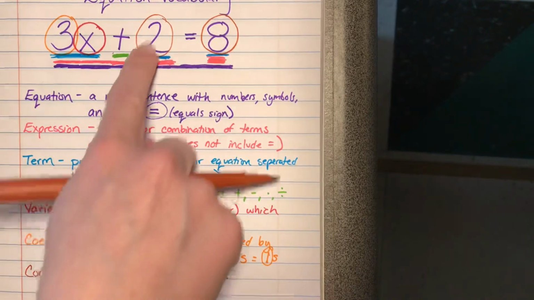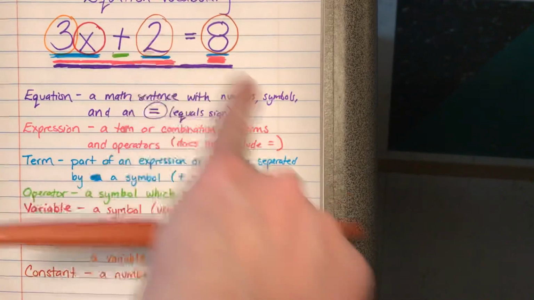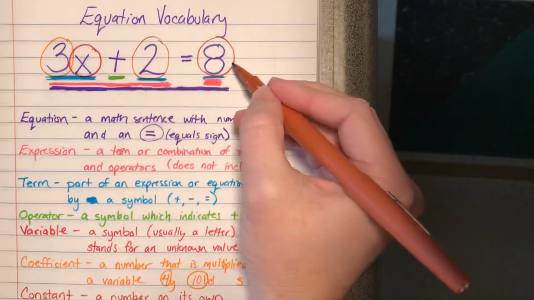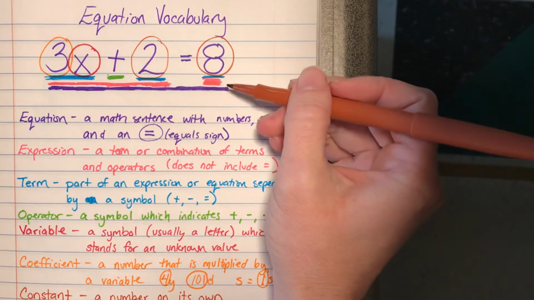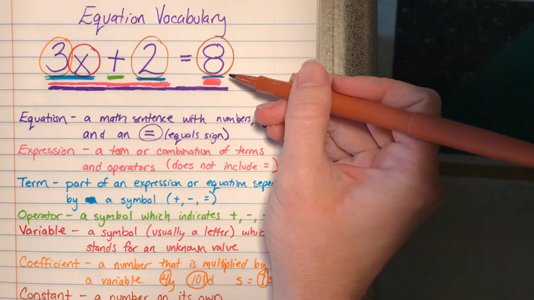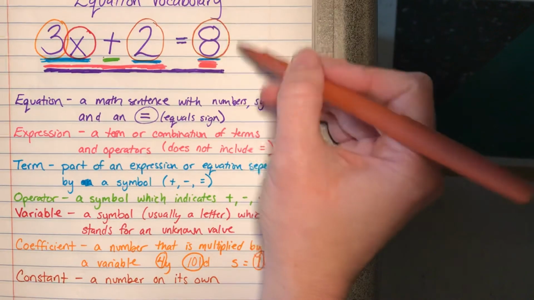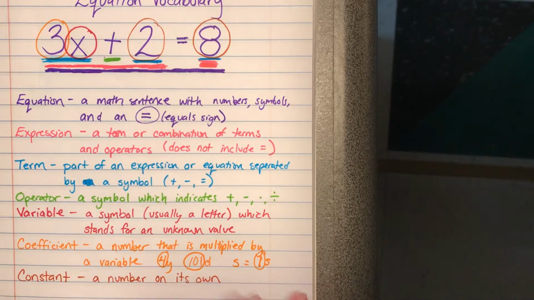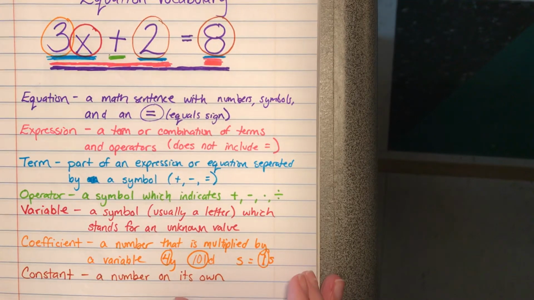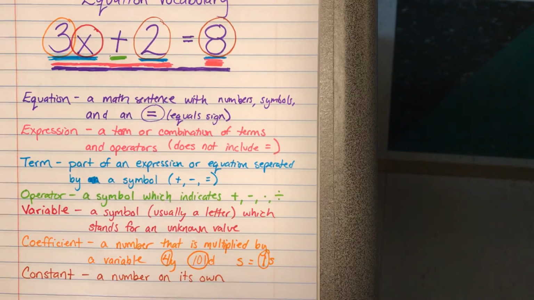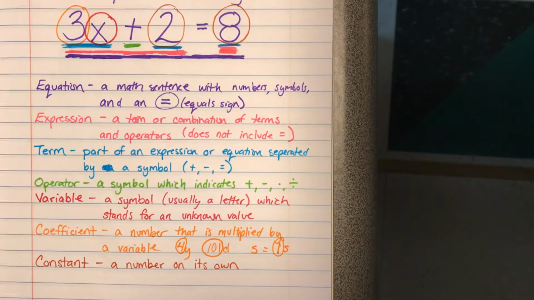Now notice that these constants are also terms, right? And the 8 on its own is also an expression. So the number 8 actually has several different words that could apply to it here. It's an expression, it's a term, and it's a constant. But at its most simple, we would call it a constant because it is just a plain number on its own. All right, so there are 1, 2, 3, 4, 5, 6, 7 vocabulary words that you need to know and be aware of.